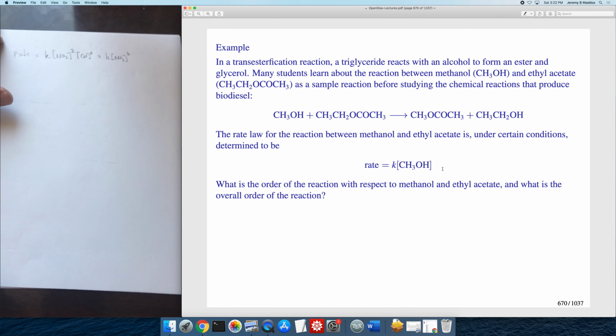Okay, here's another example. This reaction is first order with respect to methanol. It's 0th order with respect to the ethyl acetate. See, it's not present in the rate law, so it's 0th order. The overall order, first order.